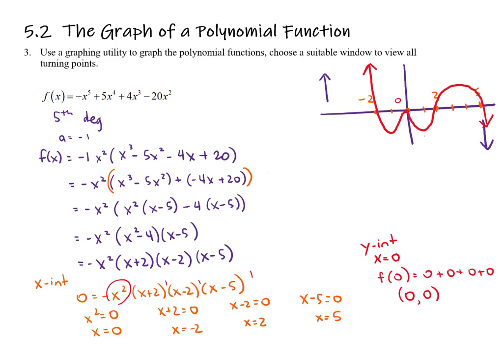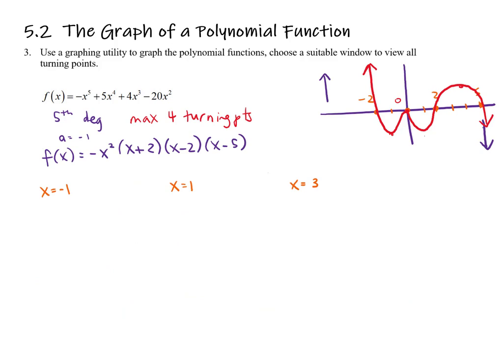Step 4 says to determine the maximum number of turning points on the graph of the function. Because it's 5th degree, we have a max of 4 turning points. And I see 1, 2, 3, 4 already, so we've hit all of them. But we want to just make this a little bit better, so step 5 says to plug in some numbers to help us get a better idea of the scale.